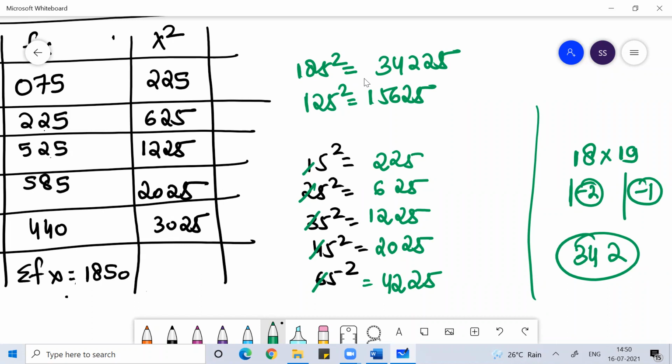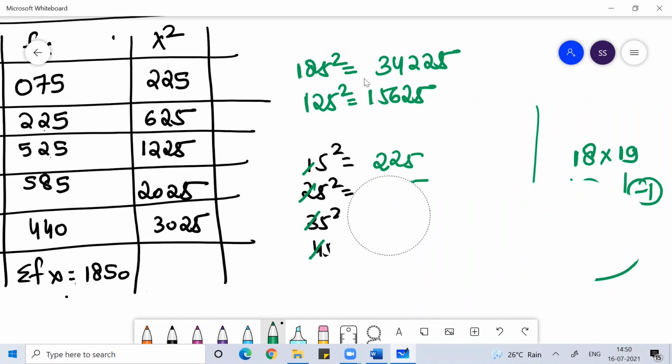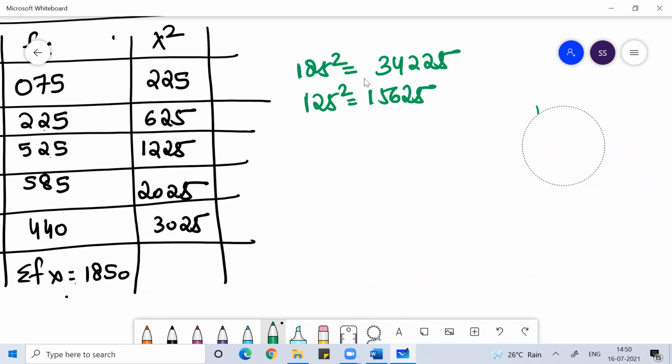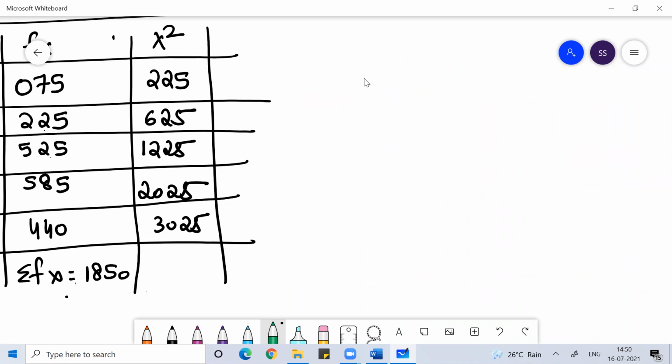Anyway, I'll not do that. So I hope you understand. You tell me any number, I'll tell you the square of that number by using Vedic maths.